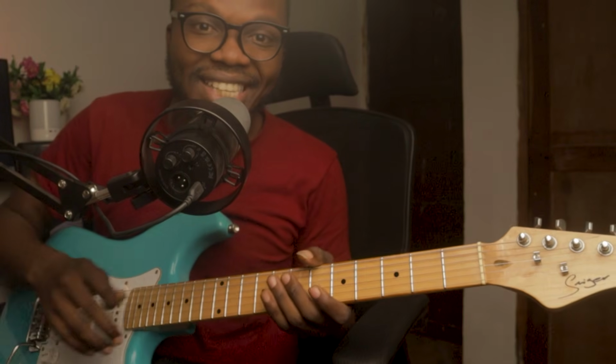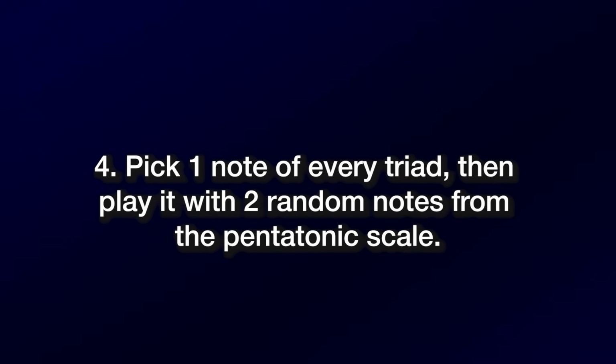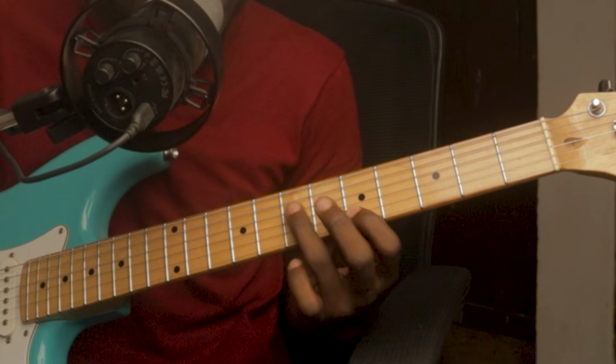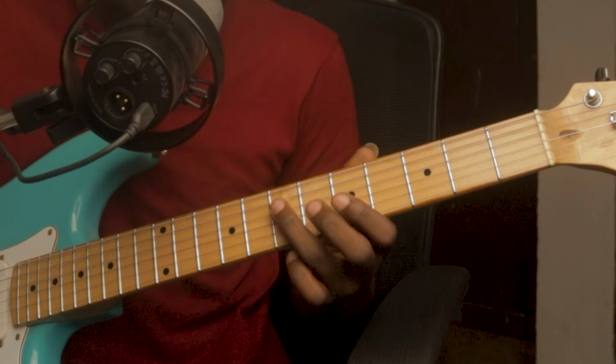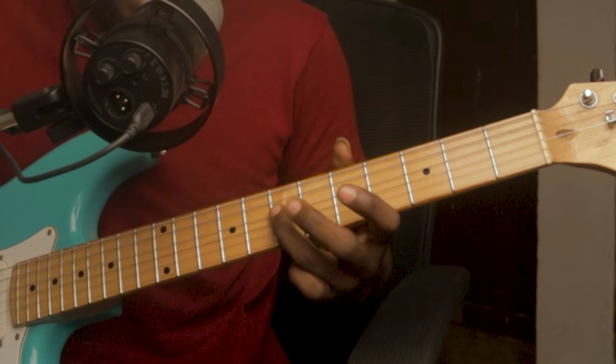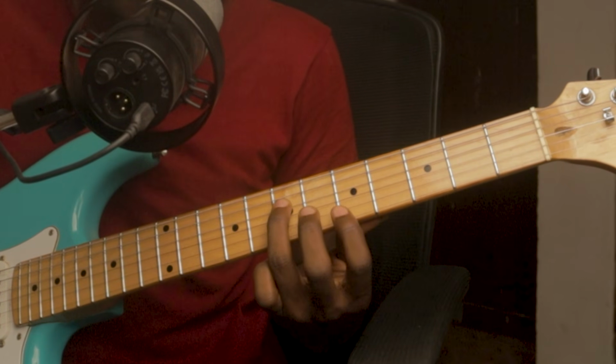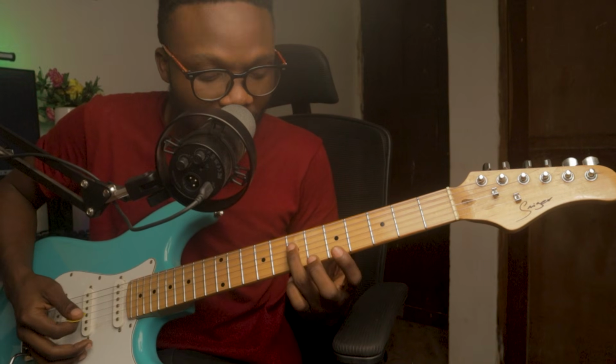Now, this is where it even gets more interesting. What we are going to do is, for every triad, we're just going to pick only one note of that triad. And this time around, we're going to combine it with 2 notes from the pentatonic scale. Meaning, if the A minor is playing, I can start picking from my A. Then I can pick any 2 notes from my pentatonic scale.